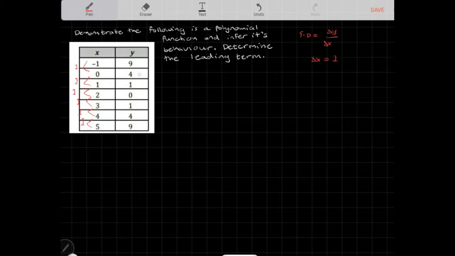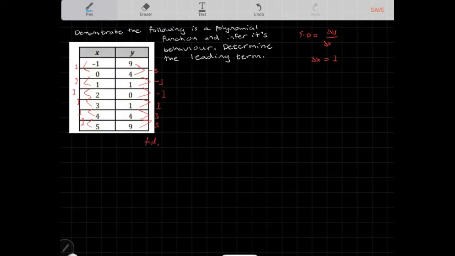Okay, so let's look at our first finite difference. I'm going to do that in red. 4 minus 9 is negative 5, 1 minus 4 is negative 3, 0 minus 1 is negative 1, 1 minus 0 is 1, sorry, 4 minus 1 is 3, and 9 minus 4 is 5. Okay, so that's our first finite difference. You can see that the first finite differences, or the first differences, are not constant.